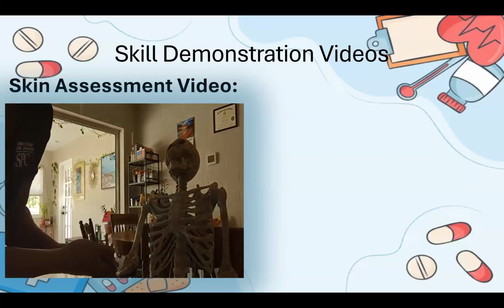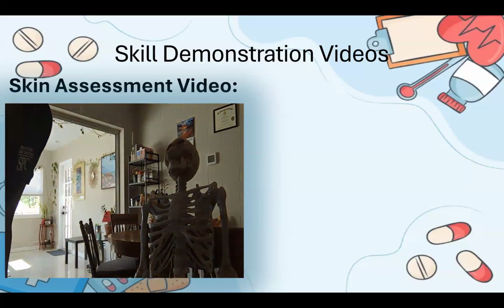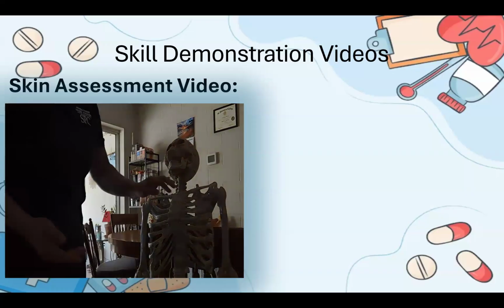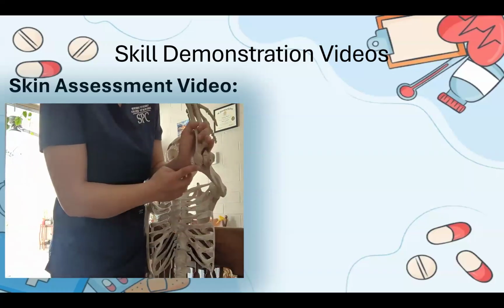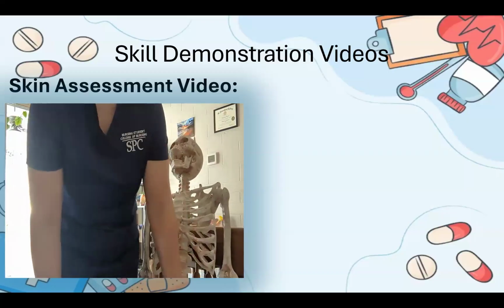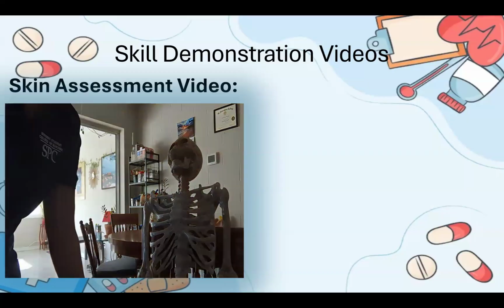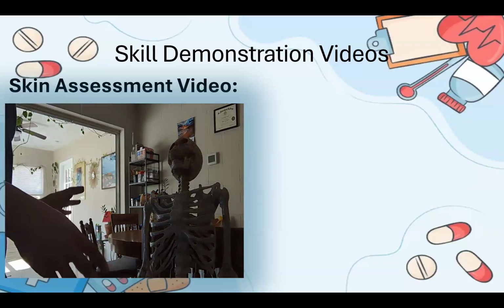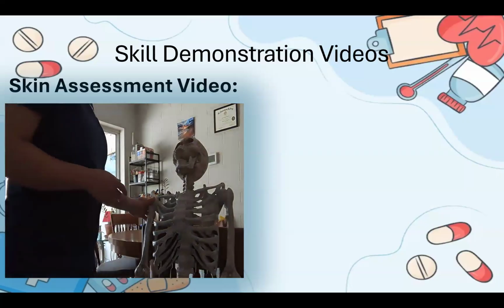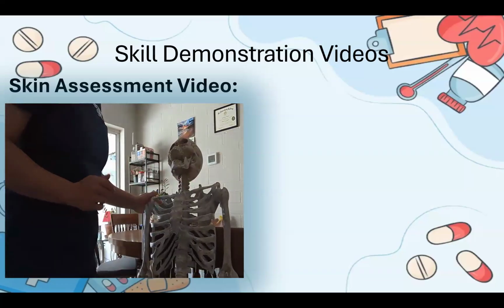I would also check posteriorly for any pressure injuries. I would look at the bony prominences like his elbows, the backs of his knees, and his buttock. I would also look for any areas that are reddened or have ecchymosis throughout his body.